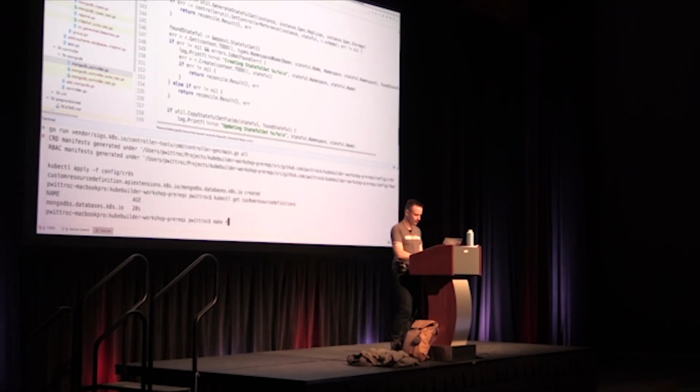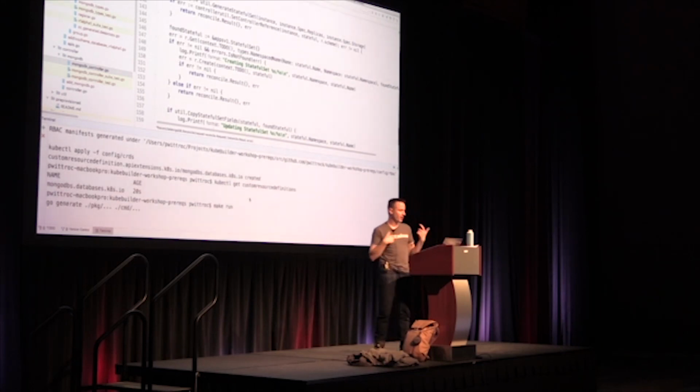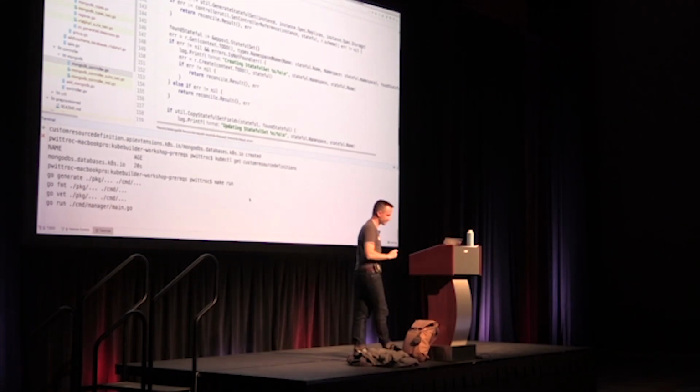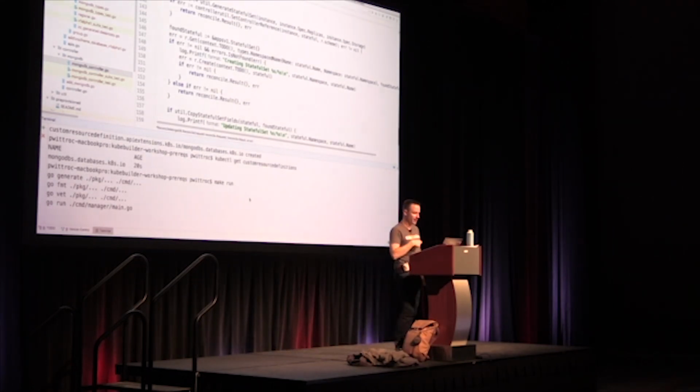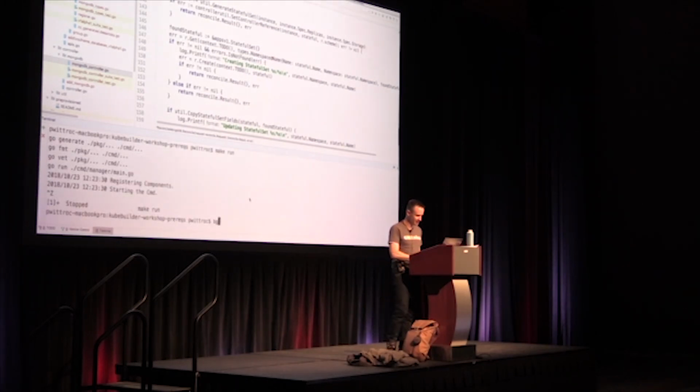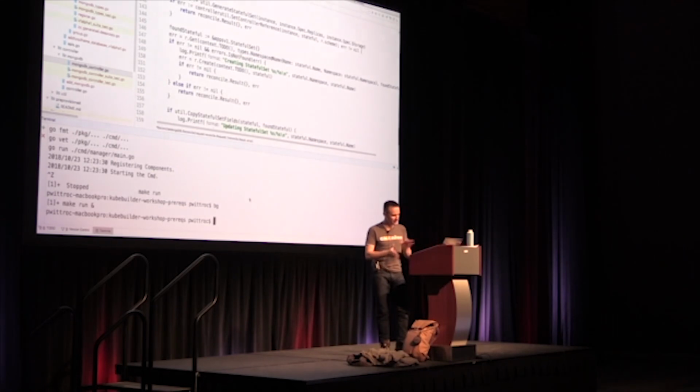Now I'm going to do make run. Now this is going to start a blocking process, which is the controller that creates those things, or that actuates this resource. You can see it there, starting the command. And I'm going to send that into the background because it blocks. So now it's running in the background, and I'm going to go use kubectl apply to create an instance.